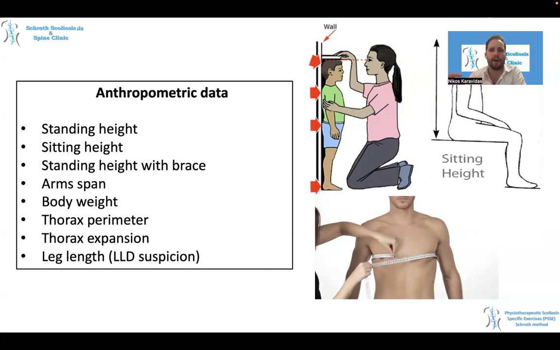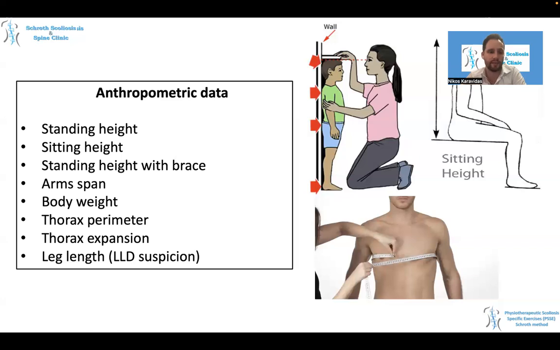And if the difference in the standing height is good, so more than 2 centimeters or 3 or even more, it means that the brace is correcting the scoliosis very well, because the patient seems to be taller in the brace. The arm span is another measurement, or the body weight and the thorax perimeter, or the pelvic perimeter measurements.